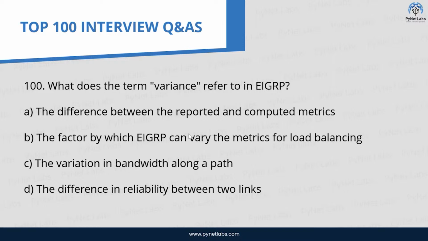As we know, EIGRP supports equal and unequal cost load balancing, where the traffic can be simply distributed across multiple paths, even if they have different metrics. So the variance command is used to specify the multiplier by which the best metric can be increased to include other paths in the routing table for load balancing. So therefore, option B is going to be the correct answer: the factor by which EIGRP can vary the metric for load balancing.